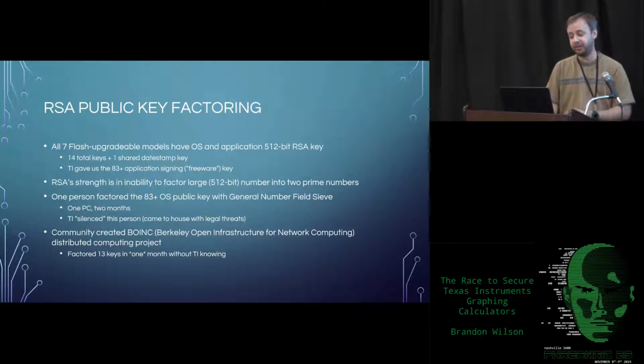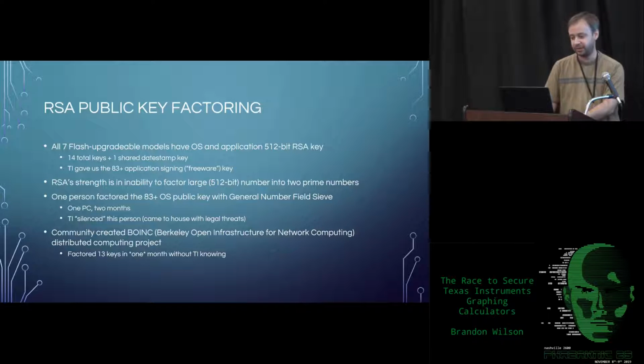Flash upgradable Z80 models started out around the time that the TI-73 came out, and that was around 1997. In 1997, 512-bit RSA keys were looking pretty secure. And if you don't know, RSA strength is in the inability to factor the public key, which is an extremely large number, into 2 prime numbers. And computing power not being what it is today, that was considered impossible way back in 1997.